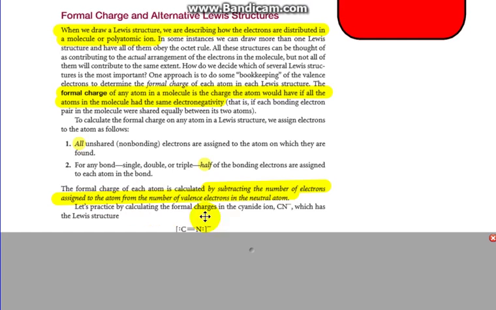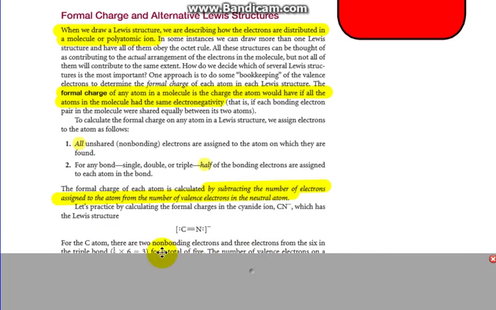The formal charge of each atom is calculated by subtracting the number of electrons assigned to the atom from the number of valence electrons. And you'll see that this is relatively easy when we actually go through a few examples.